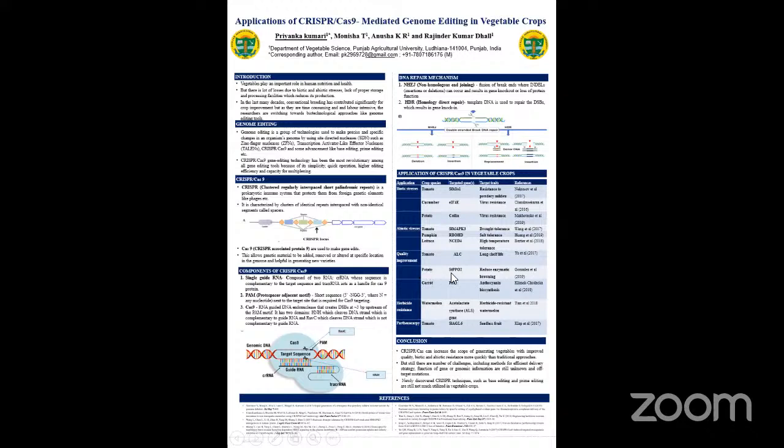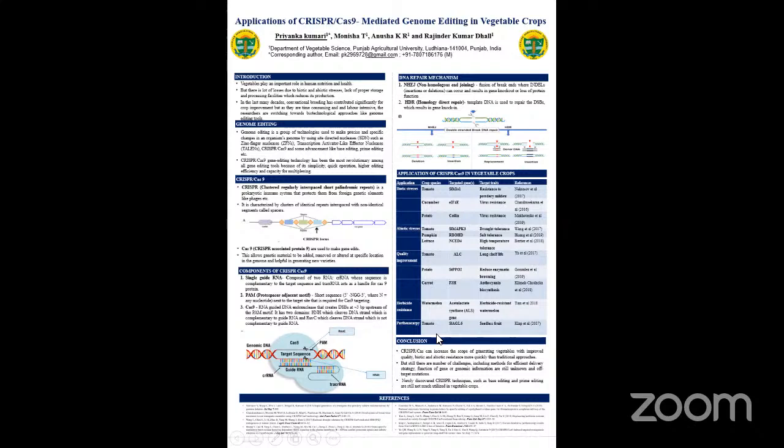In potato, this STPPO2 has been targeted for reducing enzymatic browning. Likewise, in carrot, for anthocyanin biosynthesis, and for herbicide resistance also in watermelon. And it has also been successfully used for creating seedless fruits in tomato by targeting this SIAGL6 gene.